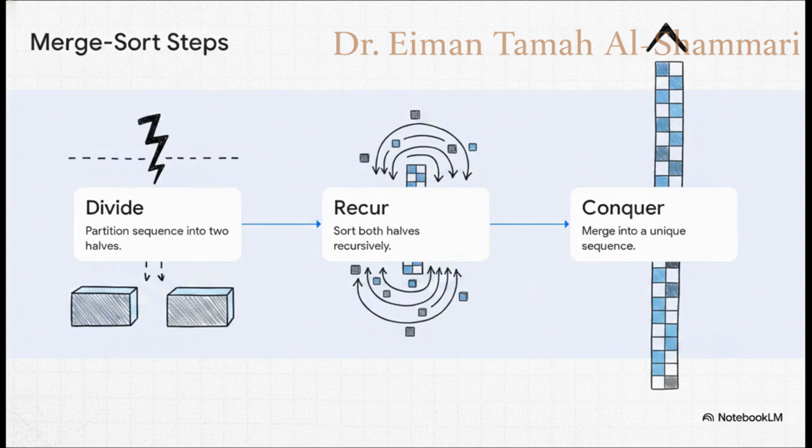Merge sort takes this divide and conquer philosophy completely literally. Step 1. You literally just chop the sequence straight down the middle into two halves. Step 2. You recursively sort both halves. Just keep chopping until you're staring at individual elements. Then step 3, you conquer by merging those smaller sorted halves back into one unique, fully sorted sequence.